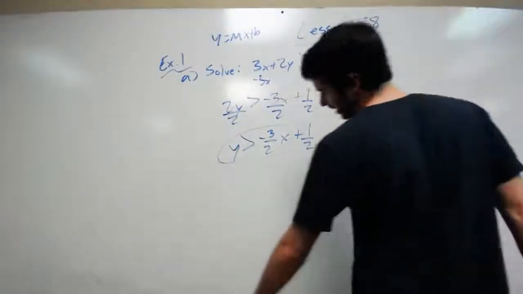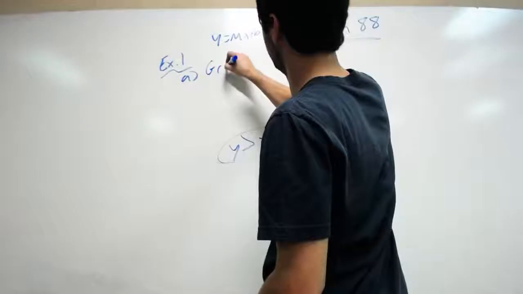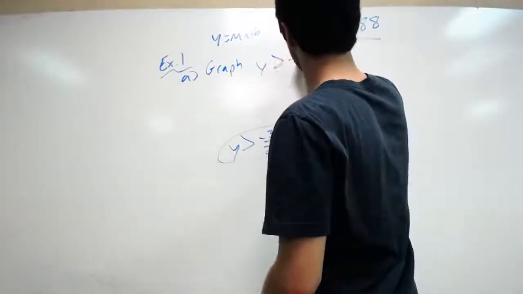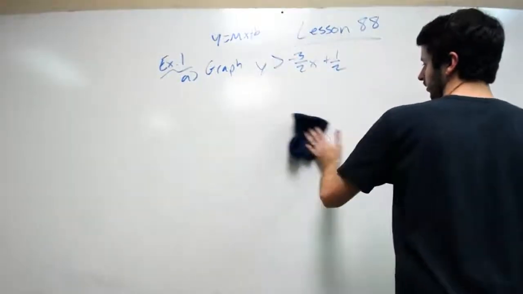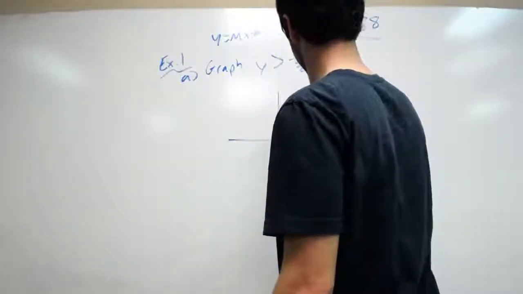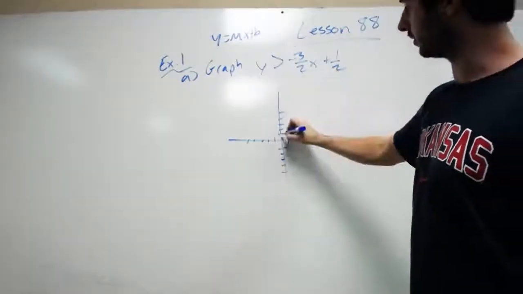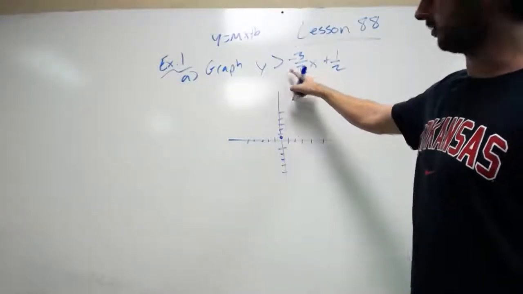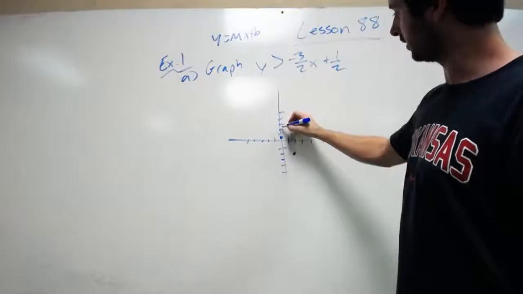Now let's say I was graphing this. Let's say I now needed to graph y is greater than negative 3 halves x plus 1 half. Well, I'm going to draw my coordinate grid. I'm going to locate my y-intercept just like I normally would, 1 half. And then I'm going to use my slope. It's negative 3 halves. So I'm going to go down 3, 1, 2, 3, and go to the right twice, or up 3, to the left twice.